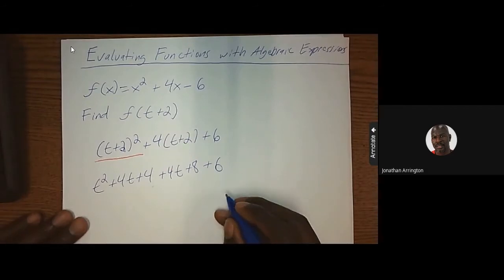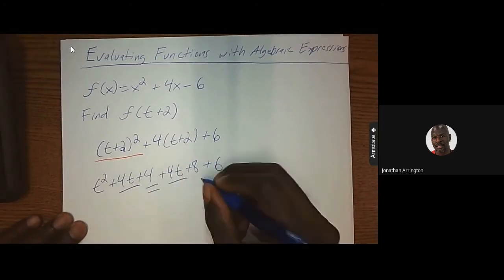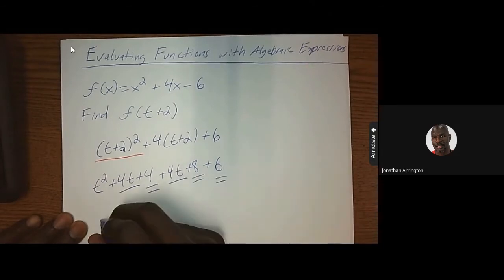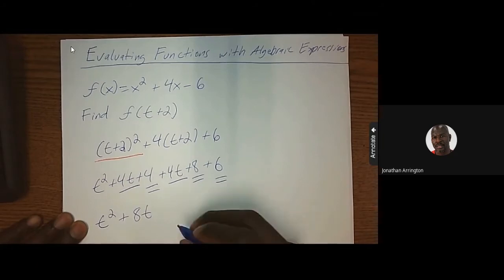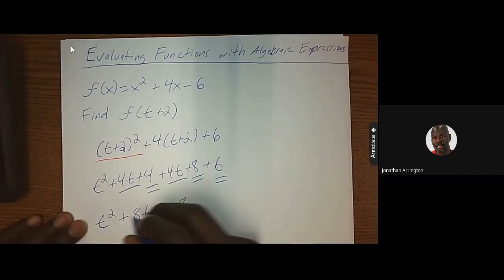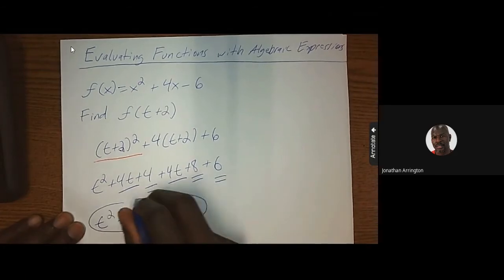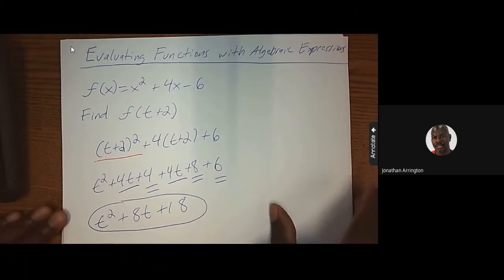So from here, I'm just going to combine my like terms. I have a t and a t there, and I have these constants here. So I should get t squared plus 8t plus 12. All right, so that's how we do that problem. Again, I'm just going to work a few other examples. So let's take a look at another example.